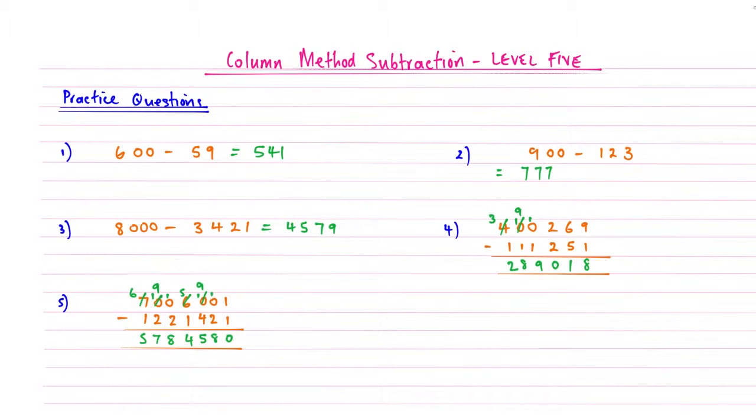Hi, welcome back. So these are the answers for column method subtraction level 5. So question 1 is 541. Question 2 is 777. Question 3 is 4,579. Question 4 is 289,018. And then question 5 is 5,784,580.